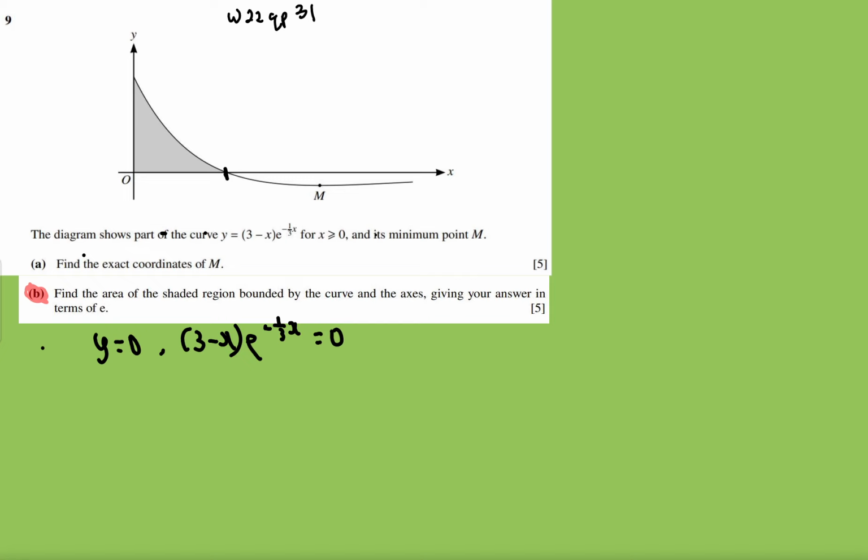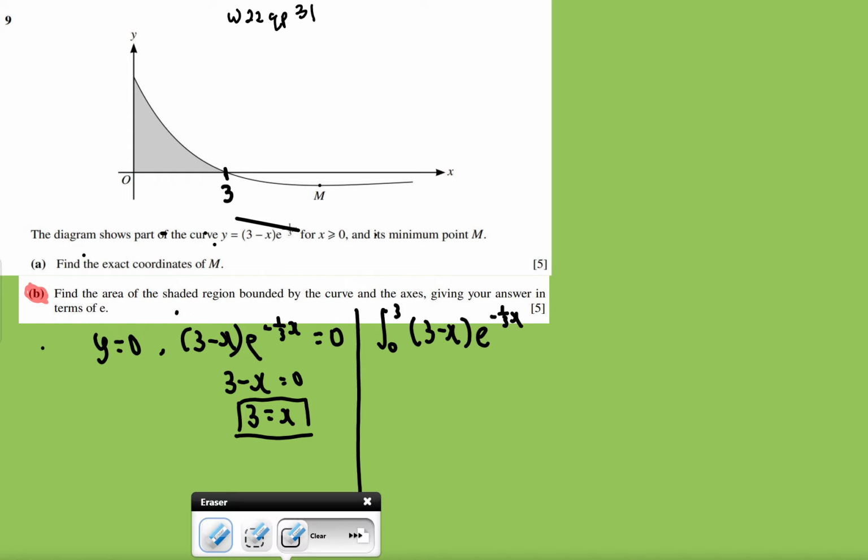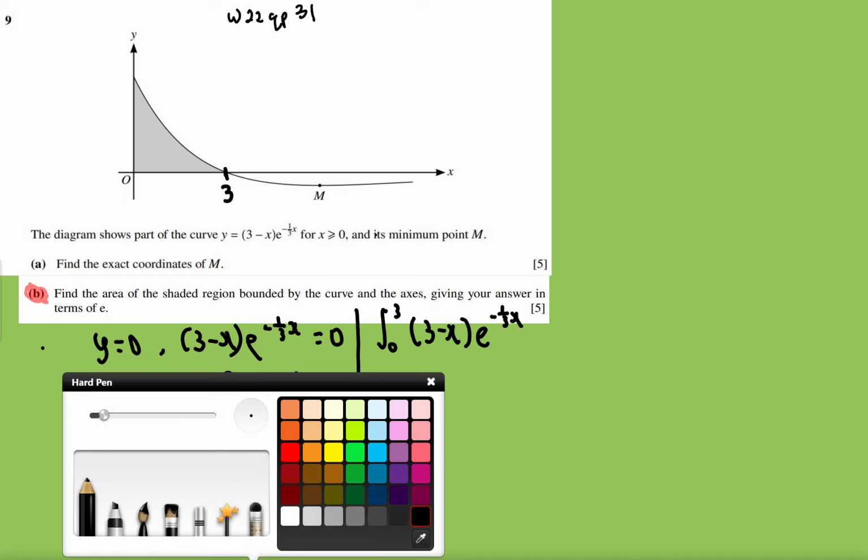Now, we know that the exponent cannot be 0. Therefore, 3 minus x equals 0. 3 has to be equal to x. So we have found that x equals 3. Next, we are going to integrate from 0 to 3, 3 minus x. This is a product of two functions, e to the power of negative 1 over 3x. Don't forget to finish off with dx.